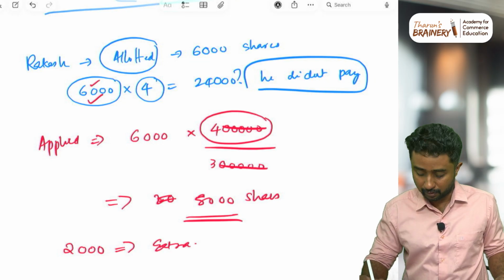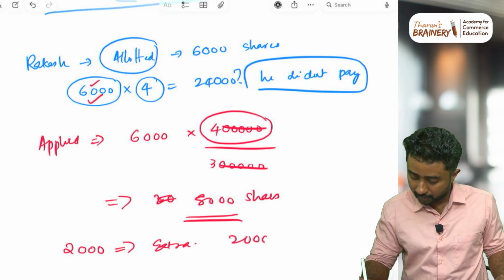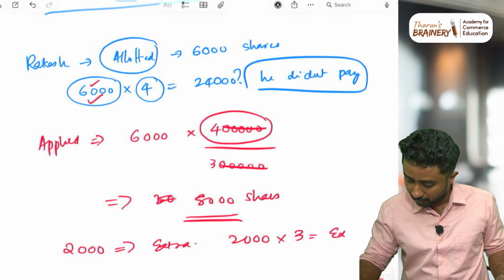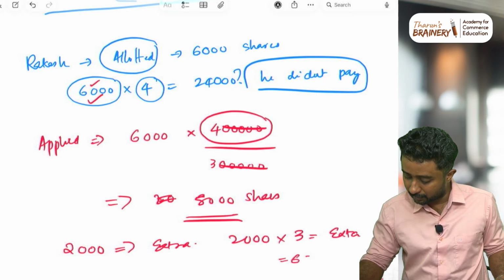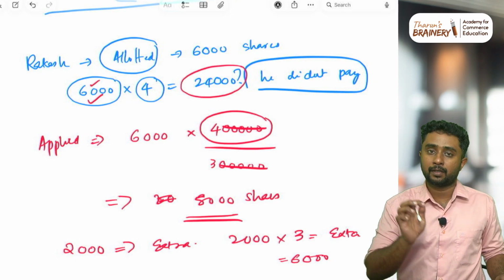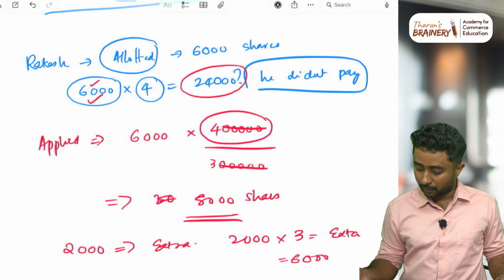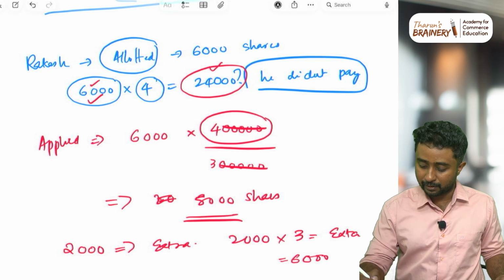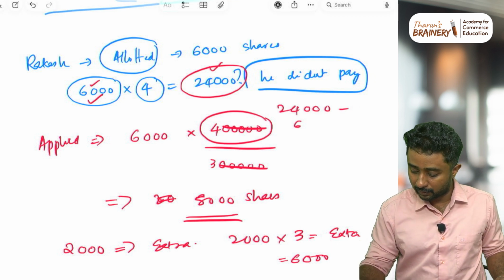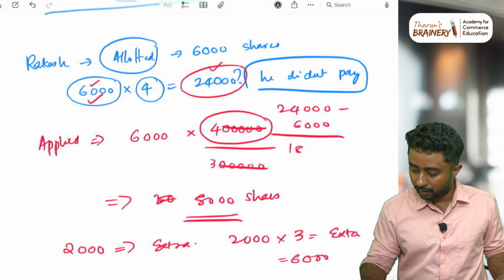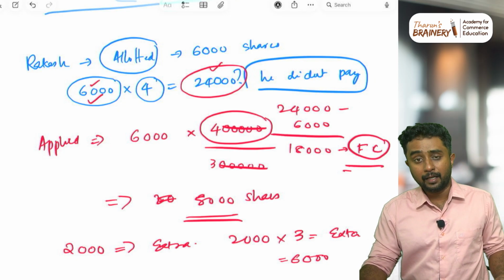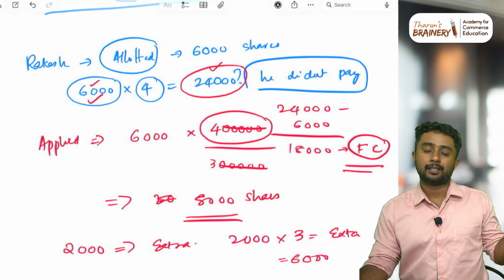So 2000 shares extra money means extra which money? Application and allotment money, 2000 into 3. So extra is 2000 into 3, 6000 rupees. That means 24,000 is not the amount that he is not paying. 24,000, already we have adjusted 6,000 rupees. After adjusting 6,000 rupees, what is remaining? 18,000 rupees is pending in the first call. That 18,000 rupees is the amount that he has not paid.